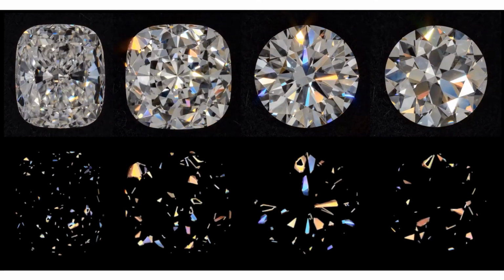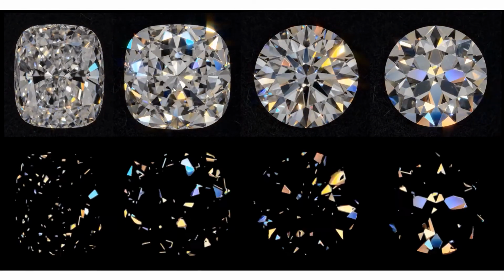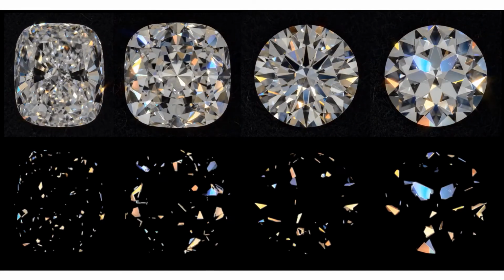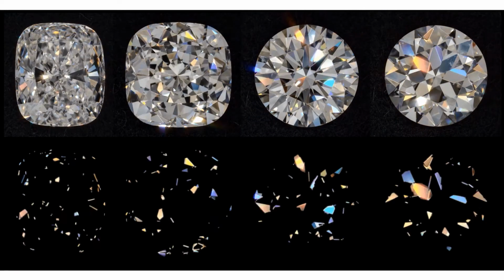The crushed cushion on the left has a very small amount of invisible fire, and the diamond on the right has much larger and longer visible fire flashes. The old mine style RBC has even more prominent fire flashes.